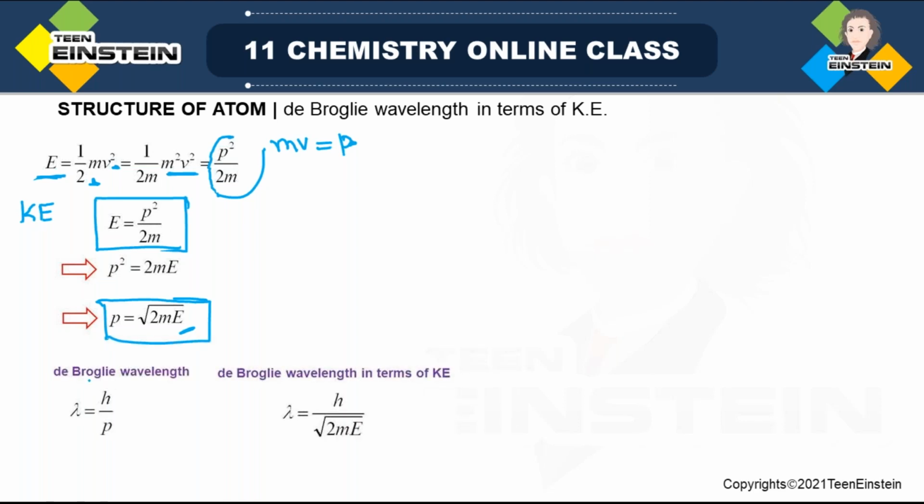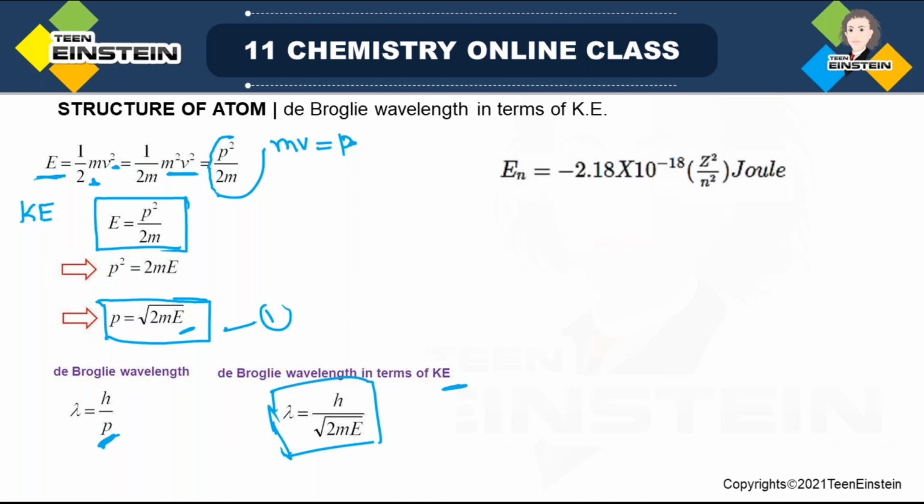So De-Broglie wavelength is this, you already know. And for De-Broglie wavelength in terms of kinetic energy, just follow the previous equation. Lambda is equal to h by p, and suppose this is equation number 1. So from equation number 1, if you change the value of p, you will get this equation. So lambda is equal to h by root over 2m into kinetic energy.